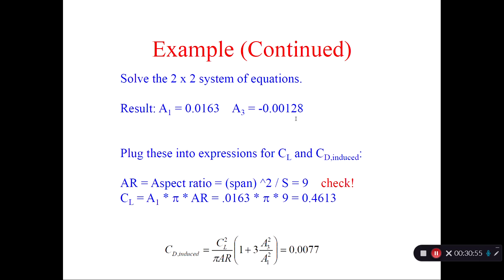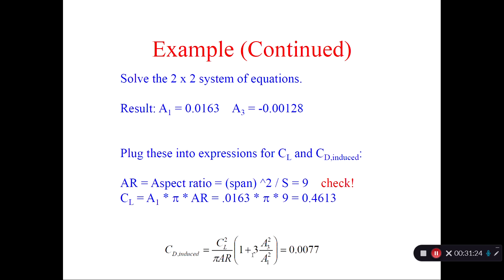A1 and A3. As soon as you get these two terms, CL for the whole wing is given in here, 0.4613. CD for the whole wing: just plug in for A3 this number, plug in for A1 this number, crunch it out, you get this number. CL we have already found, so CL squared goes here, pi, AR is the aspect ratio.